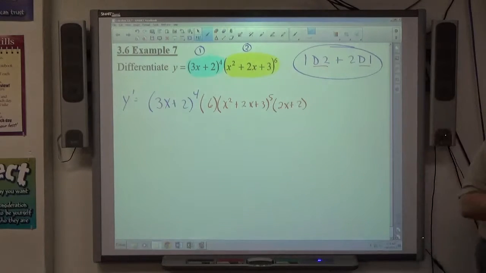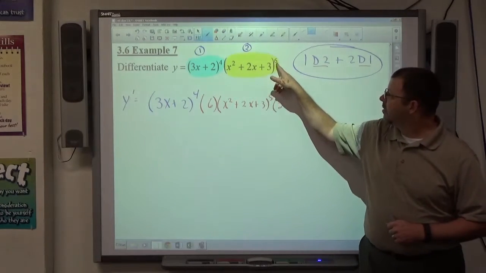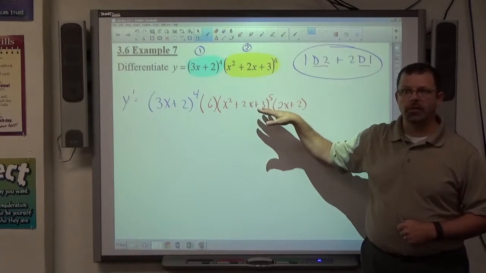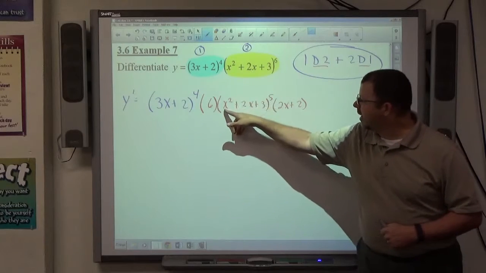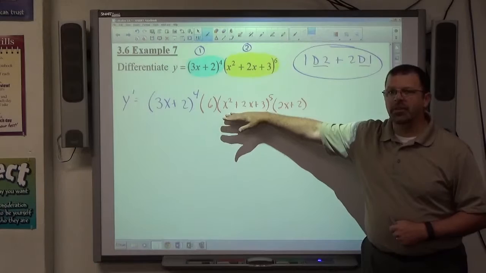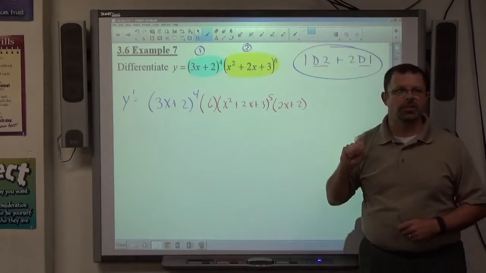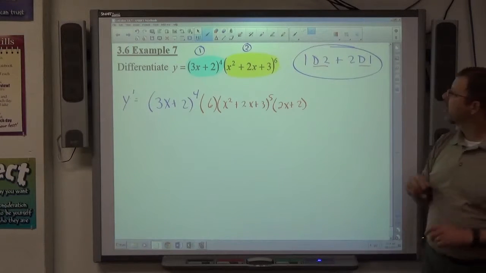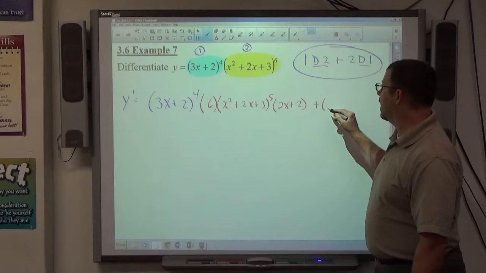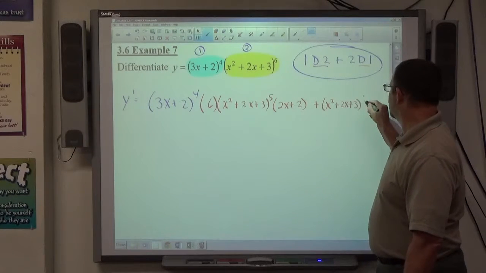Everything in red there is just the chain rule on the yellow highlighted function: 6 times base to the 5th, the basic power rule, multiplied by the derivative of x squared plus 2x plus 3, which is 2x plus 2. That's a basic derivative, and once you get to the basic level, you're done chaining. Then plus 2d1: 2 is function 2 exactly as is, (x squared plus 2x plus 3) to the 6th.